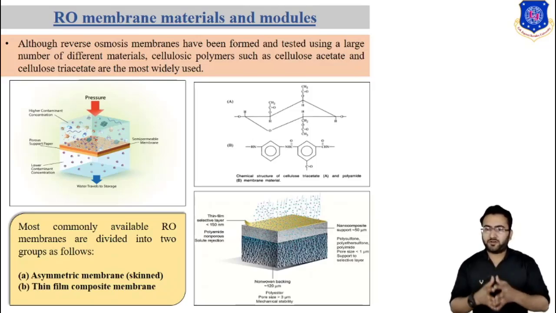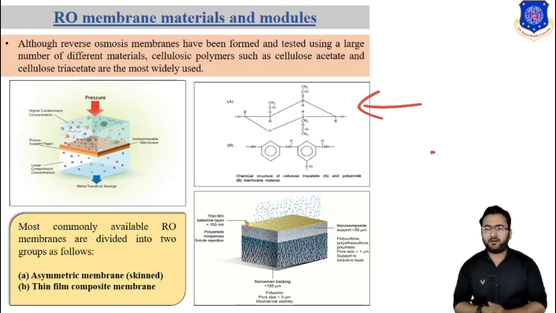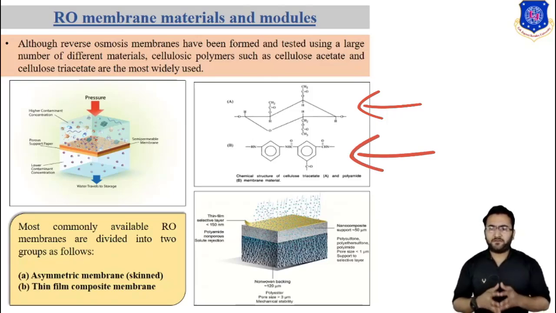Although reverse osmosis membranes have been formed and tested using a large number of different materials, cellulosic polymer materials such as cellulose acetate and cellulose triacetate are mostly used for manufacturing of reverse osmosis membranes. However, polyamide and polyurea composite membranes typically have a higher water flux and salt rejection in the reverse osmosis process. The chemical structures of cellulose triacetate and polyamide are given in this figure.